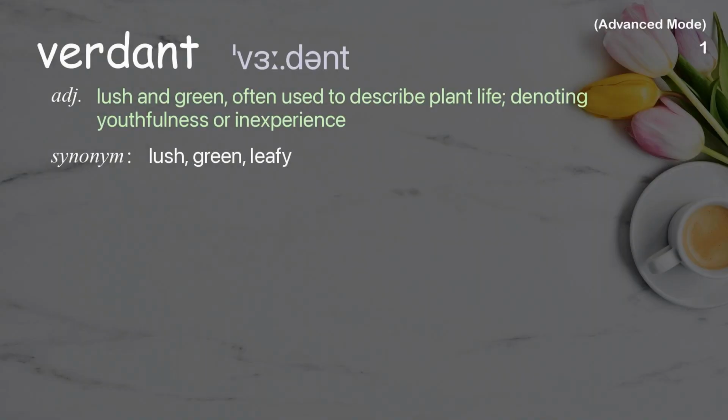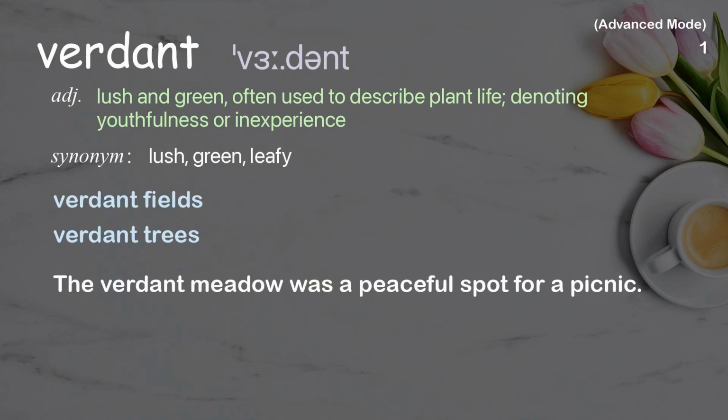Verdant. Lush and green, often used to describe plant life, denoting youthfulness or inexperience. Examples: Verdant fields, verdant trees. The verdant meadow was a peaceful spot for a picnic.